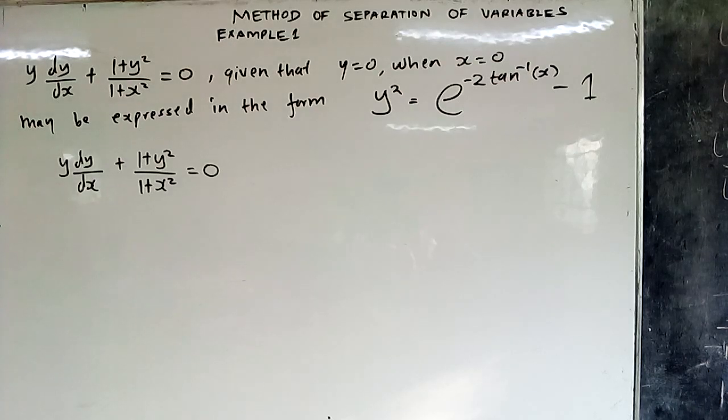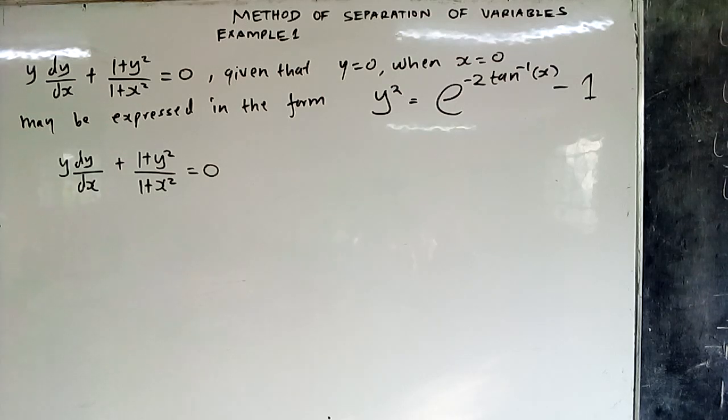If the method of separation of variables does not work, then you check whether it is a linear first order ordinary differential equation. If it is not that, then you go to the method for the homogeneous first order ordinary differential equation.